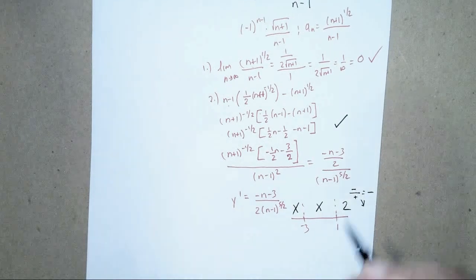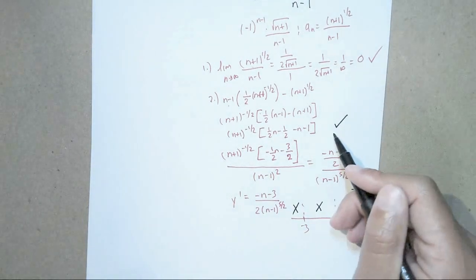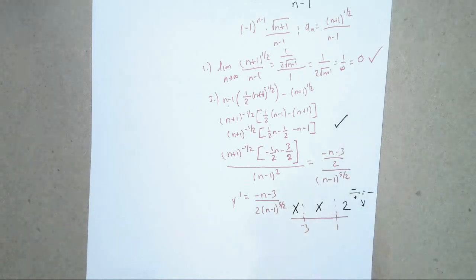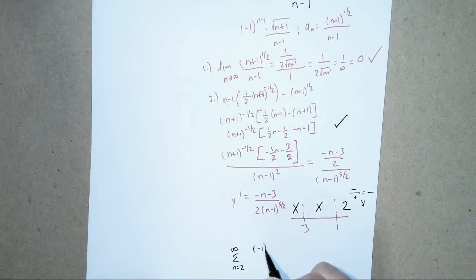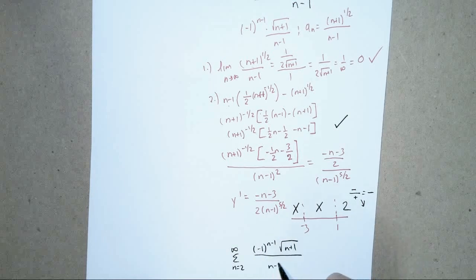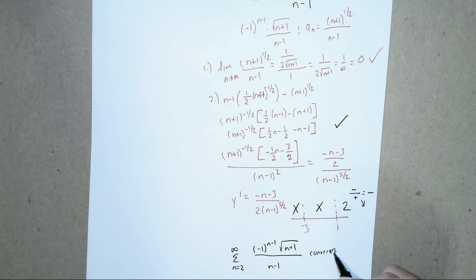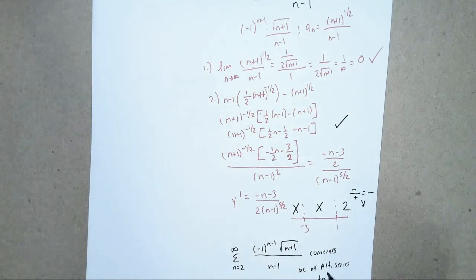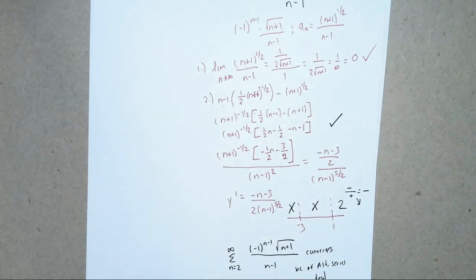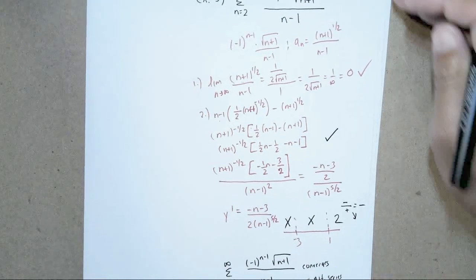So then, because the limit was equal to 0 and the derivative was decreasing, I know that this sum from n equals 2 to infinity of (-1)^n times (n minus 1)/(n plus 1) all over n minus 1 converges because of the alternating series test. This is a complicated one, but as long as you stay organized and you're able to find your derivative, you're going to be fine. Okay, so that is how you apply the alternating series test.